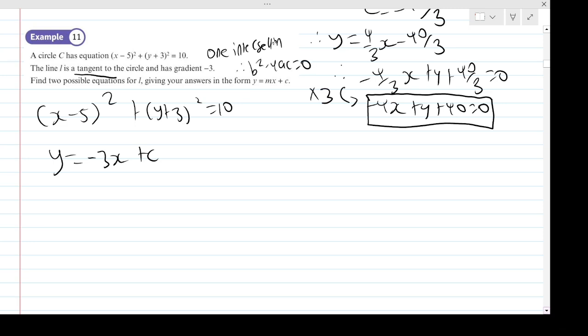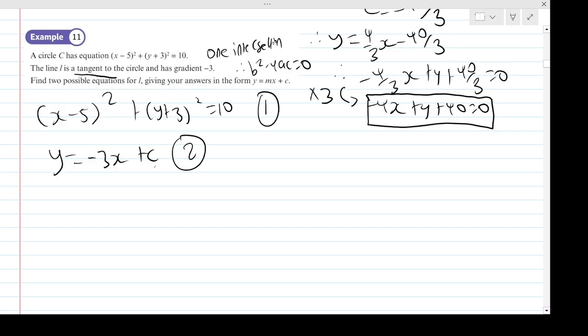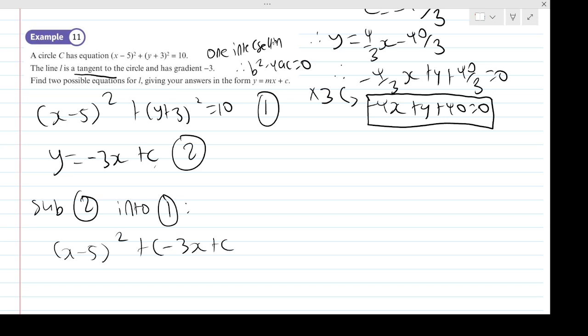indeed equals 0. So we can use the method we did last time of substituting. When they intersect, we can equate the two together. So we call this equation 1 and 2. We can substitute y here into y here to get a quadratic, right? Which we can then use the discriminant on to find the values that we need. So that's what we're going to do in this case. So I'm going to say sub 2 into equation 1 to get (x minus 5) squared plus (minus 3x plus c plus 3) all squared equals 10. And then I'm going to move the 10 to the other side to equal 0 to get an equation.